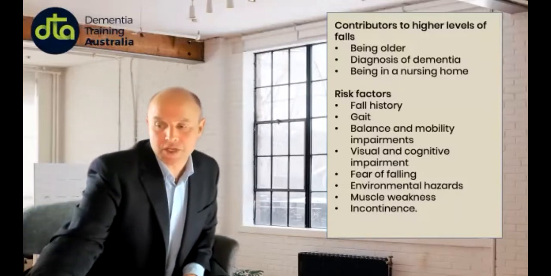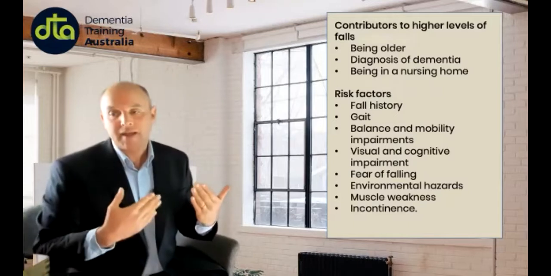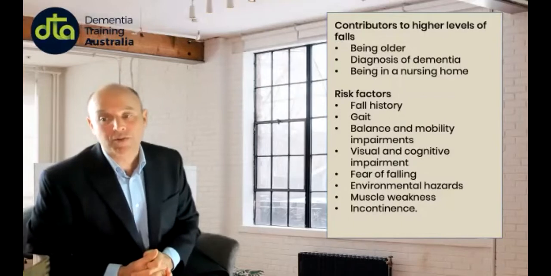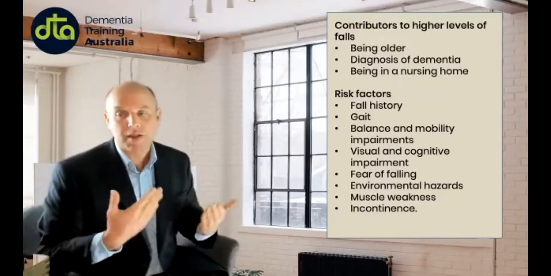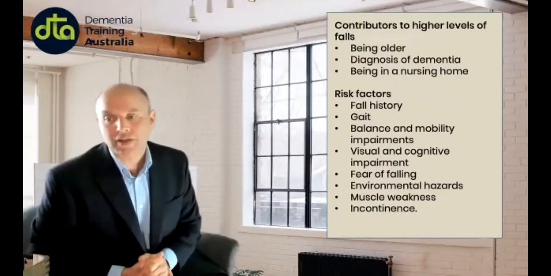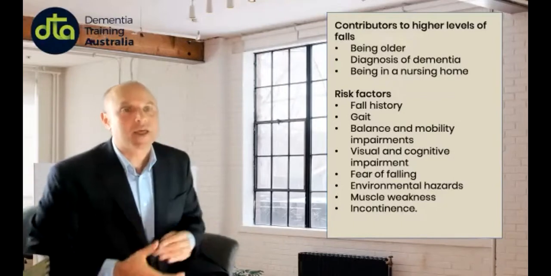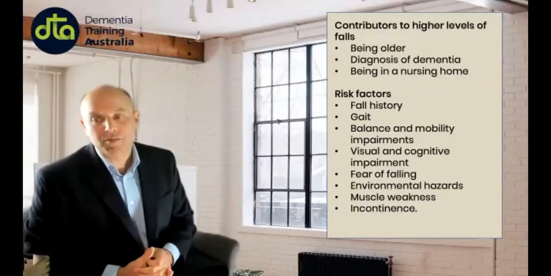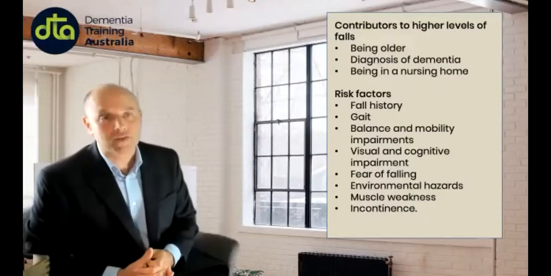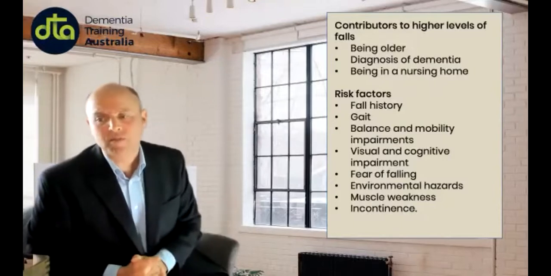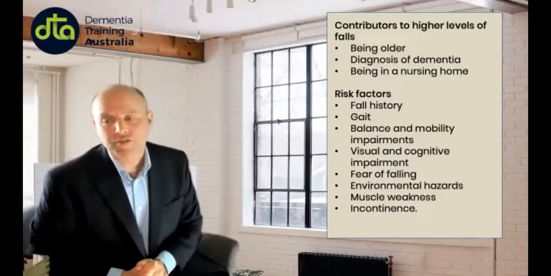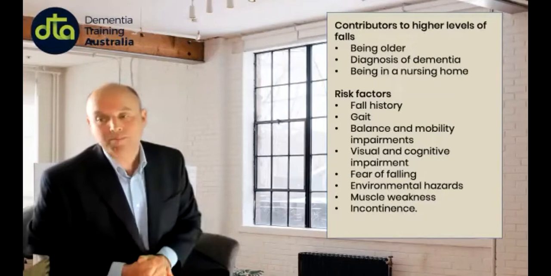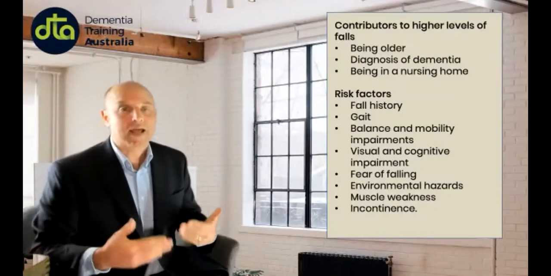But there's a real problem, which is that in the literature there's a really limited ability to explain what the environmental risk factors are. People have done multivariate studies where they're showing that there's a significant risk from, and you've got a list there, the reasons for falls will relate to a fall history or gait or balance and mobility problems. I'm just reading through that list there. The slides will be shared afterwards, but visual impairments, cognitive impairments, fear of falling, environmental hazards, muscle weakness, incontinence, these are all issues that can lead to a fall.